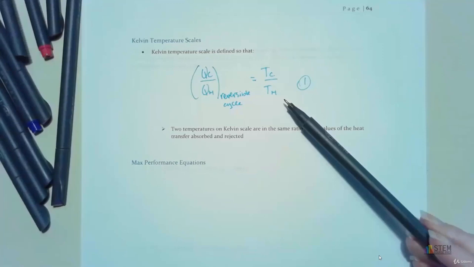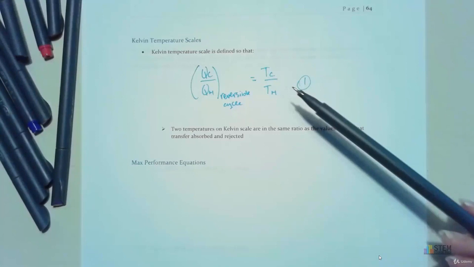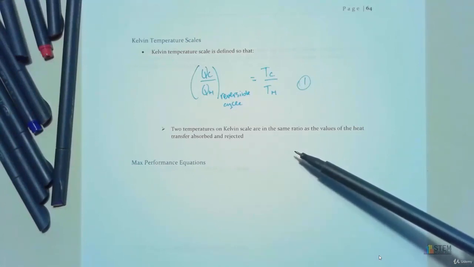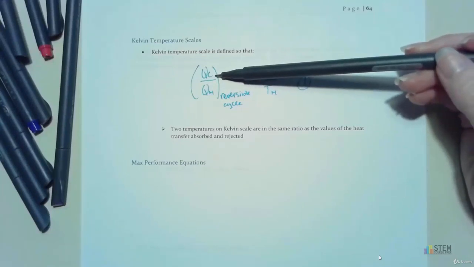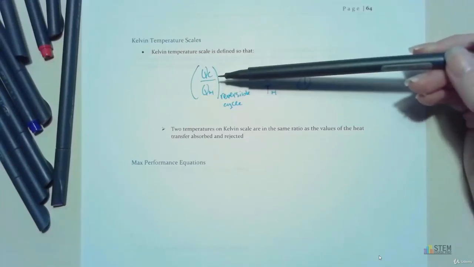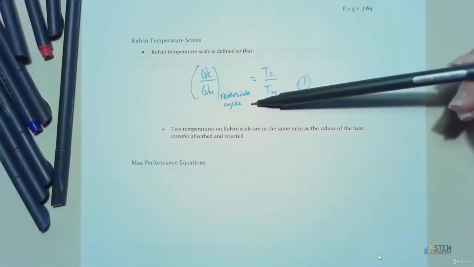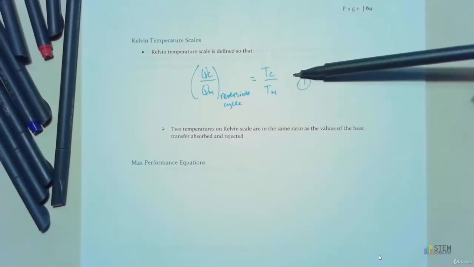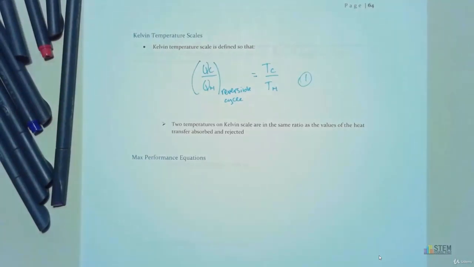Now, basically what this is saying is two temperatures on that Kelvin scale, which we have right here, are going to be in the same ratio as the values of the heat transfer that's absorbed and rejected. So remember when we were talking about our cycles, QC or QH, both of those were either absorbed or rejected. All right, so this is going to hold true for any reversible cycle when we're using the Kelvin temperature scale. So this will give us another equation to use when we get to our problems. So keep that equation in mind.